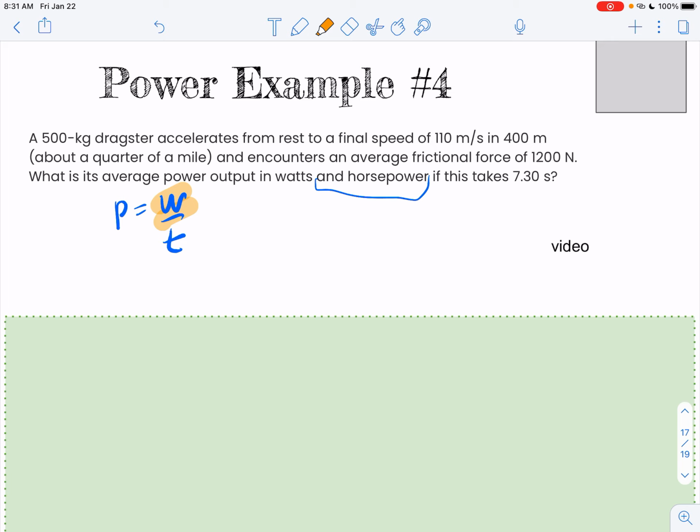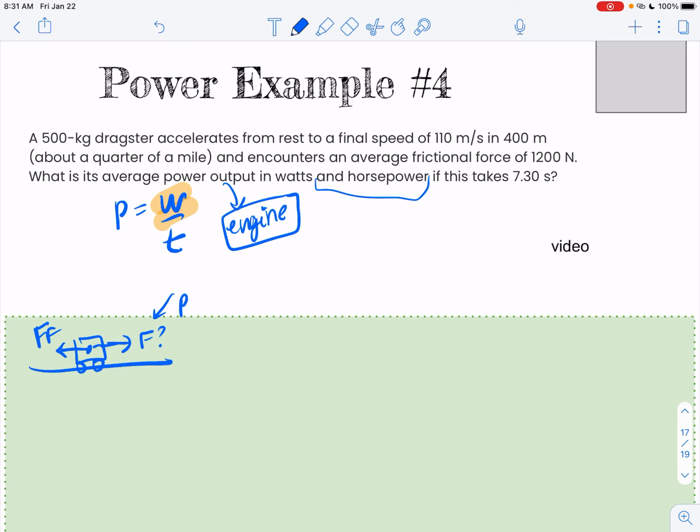Average power output. When they say average power output, we're talking about the engine, not the friction involved. Power output would be of the device, so we're trying to look at what power or energy is being provided by the engine. If we make a little picture, we're going to have some kind of force forward from the engine, whatever is providing that power output. This is the thing that we want the power of.